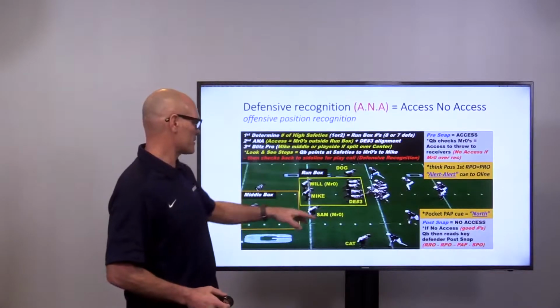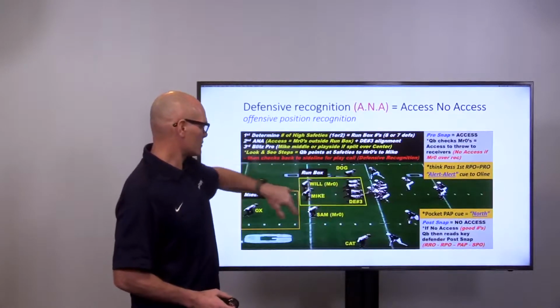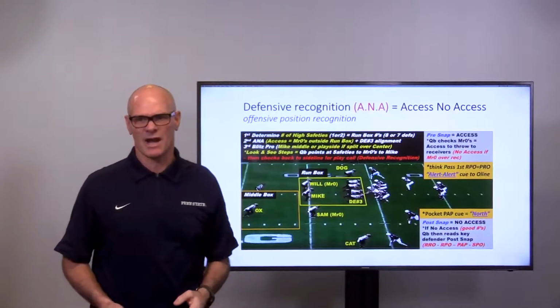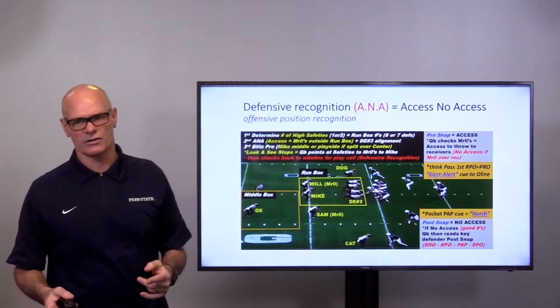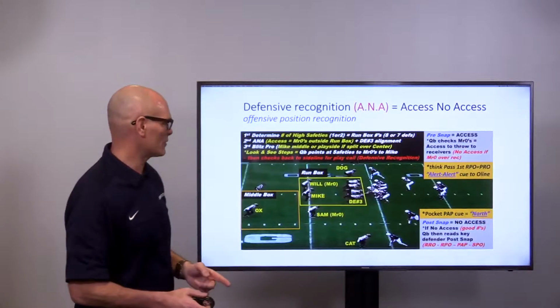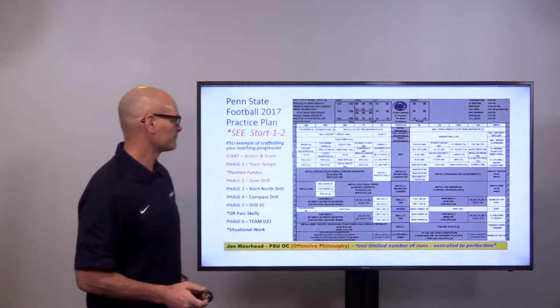Again, the neat thing here is if there's no access against 2 high safeties, you know they've got 6 in the box. That means we've got a good run situation. We've got 6 blockers in the split zone to block 6.